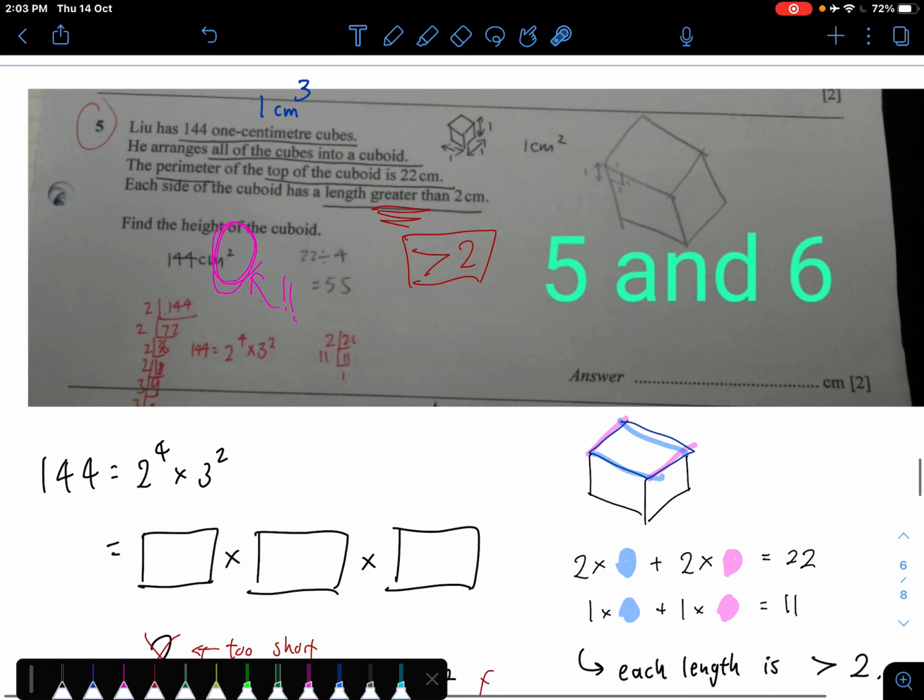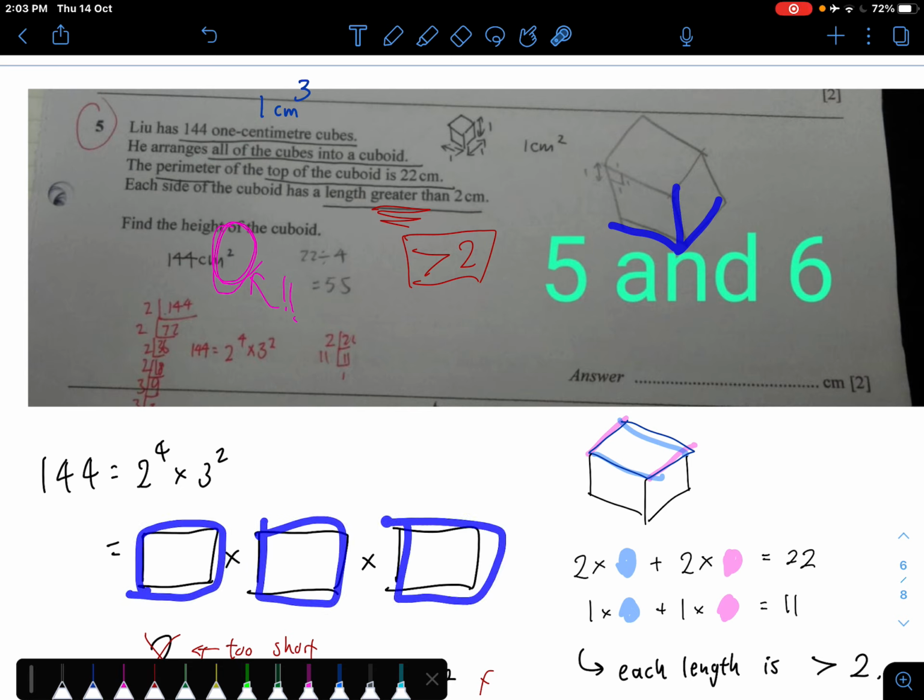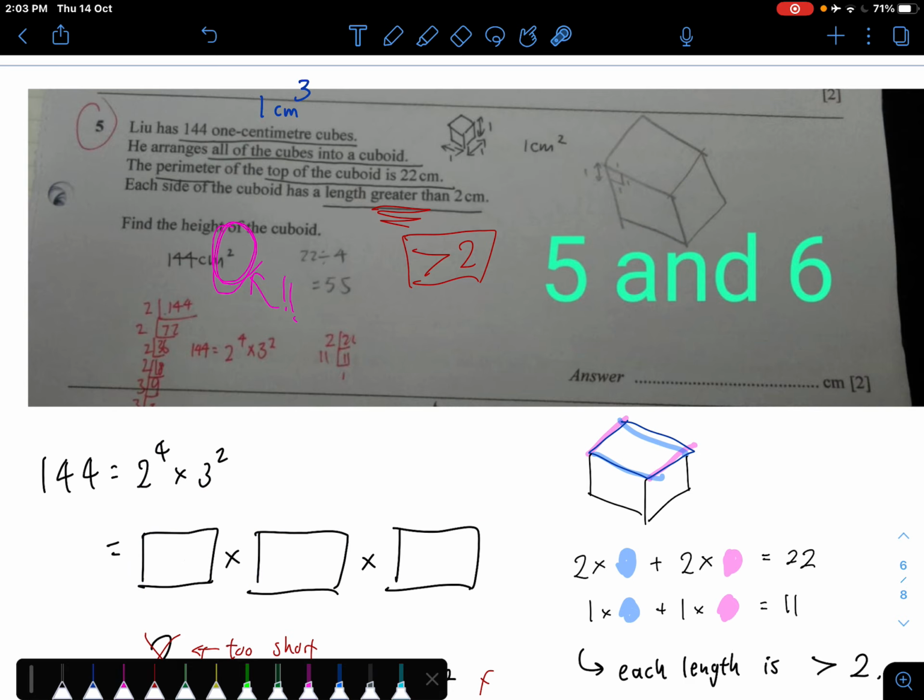Yes, first step is to prime factorize 144 into 2 power 4 times 3 square, and then you realize that it must be a perfect cuboid, so length times breadth times height. So something multiplied by something multiplied by something. Right, I need to split these factors into 3 separate groups. But I also know that the perimeter of the top of the cuboid is 22 cm.